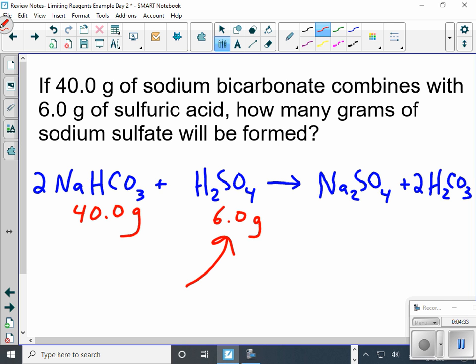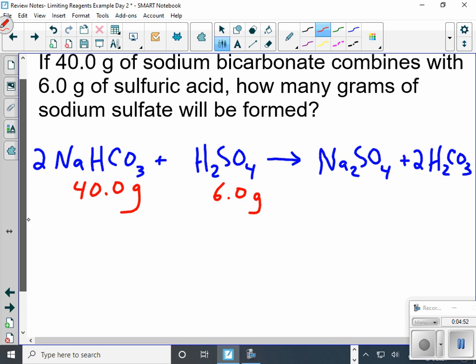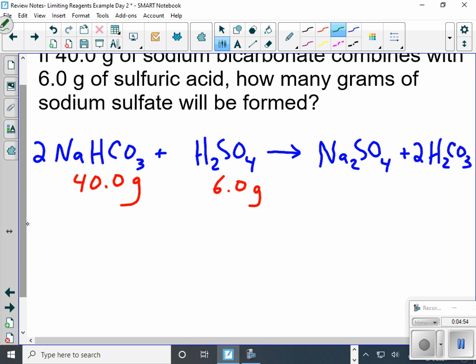So what I like to do is I like to go through and calculate and actually confirm which one is the limiting one, which one is the excess. Now, does it matter which one I start with? It does not. I can randomly pick one, so I'm just going to randomly say I'm starting with 40.0 grams of NaHCO3, which is sodium bicarbonate.